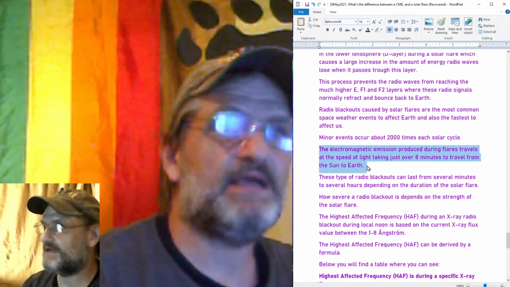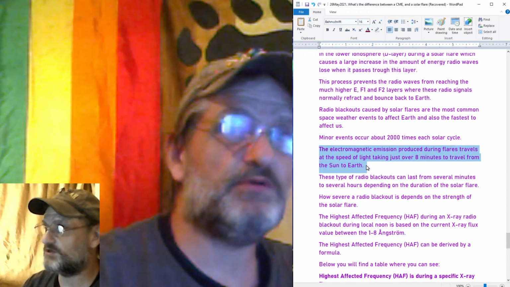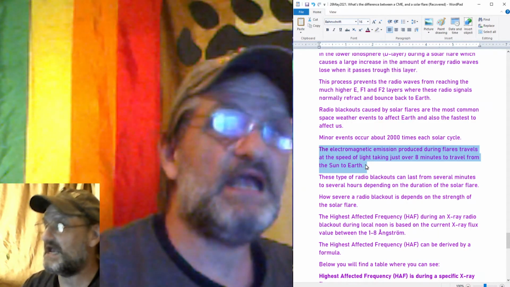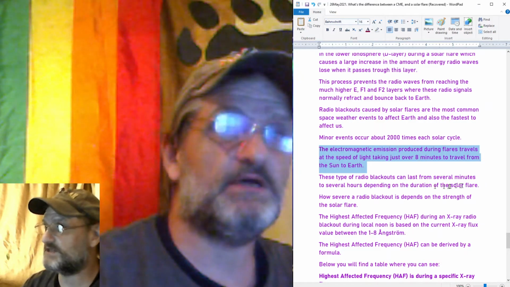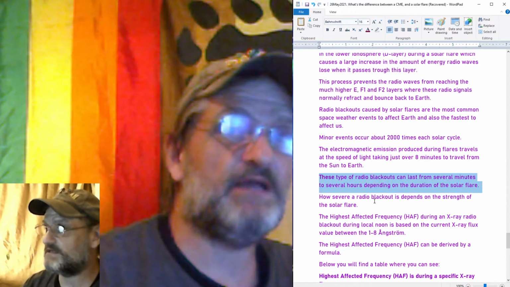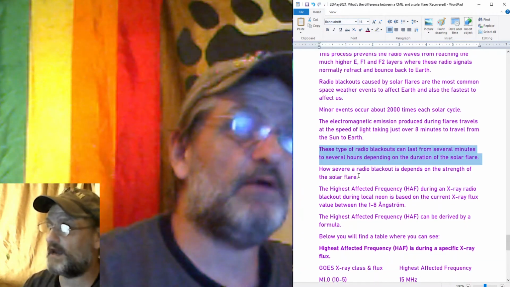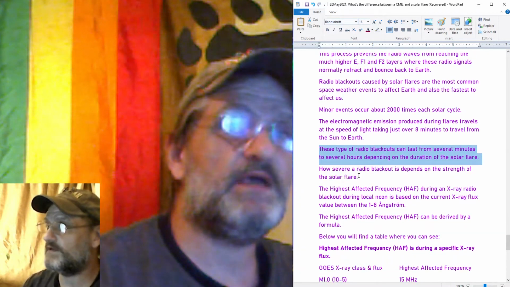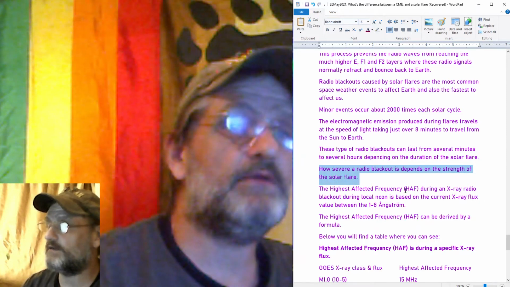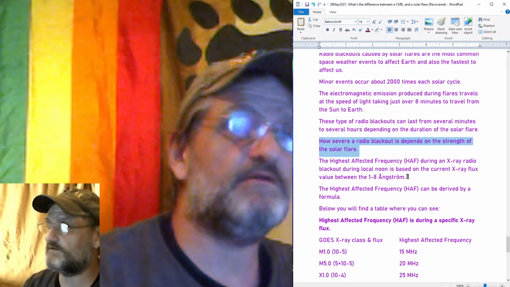The electromagnetic emission produced during flares travels at the speed of light, taking just over 8 minutes to travel from the Sun to Earth. These types of radio blackouts can last from several minutes to several hours, depending on the location of the solar flare. How severe a radio blackout is depends on the strength of the solar flare.